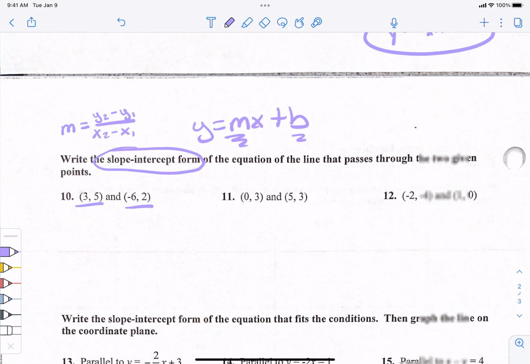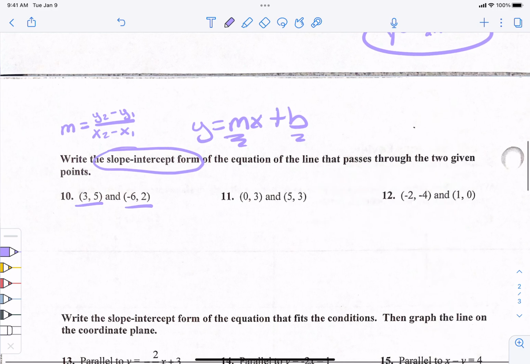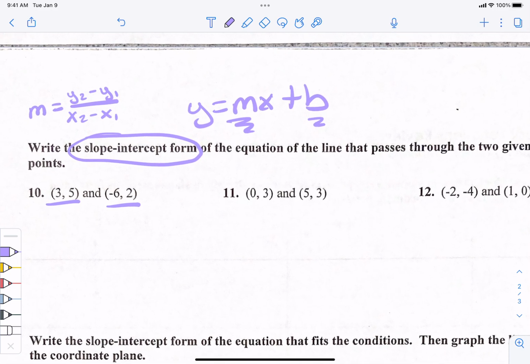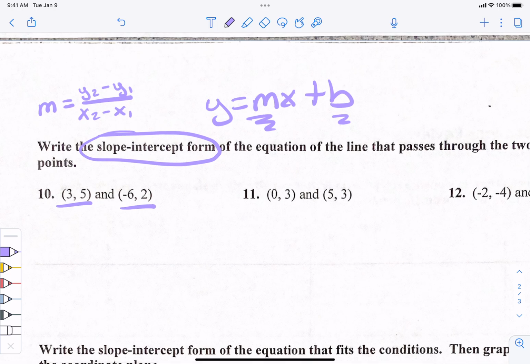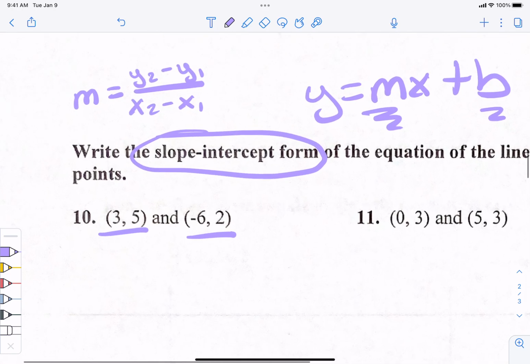Do you have a preference? Which one do we do together? 11? Sure. Seems easy. I was just saying a number. 11? 10? I'll do 10.